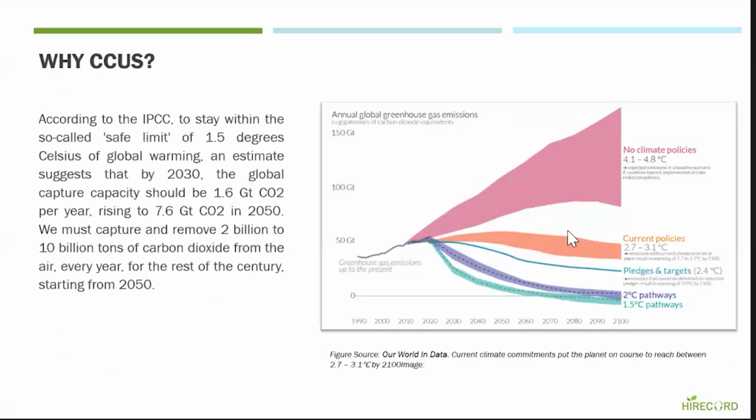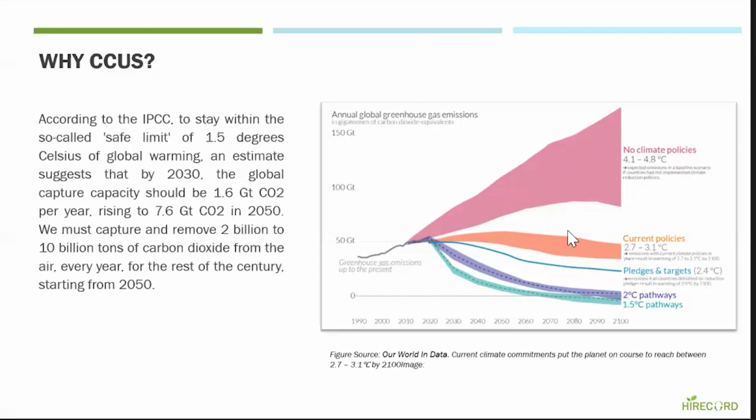So first of all, why CCUS? Well, here on the right, we can see a graph that represents, with its corresponding uncertainties, of course, how Our World in Data is predicting that our current policies are going to take us in terms of the global temperature increment to 2100.